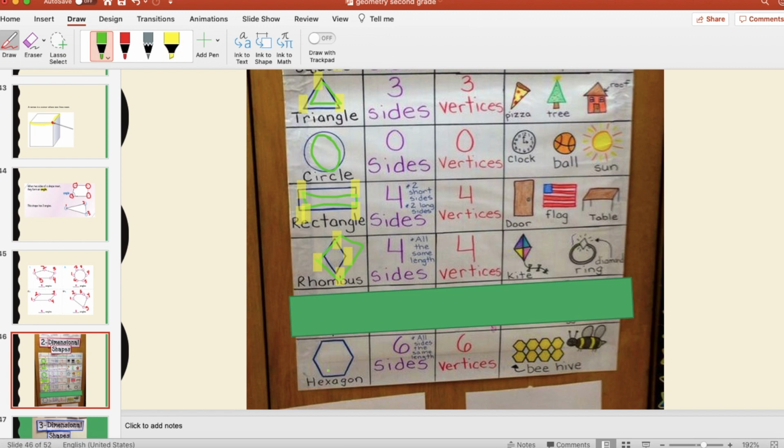Okay, the last one that we're going to talk about, remember these are not all of the shapes, these are just some, is a hexagon. A hexagon has 6 sides, and all the sides are the same length. So we have 1, 2, 3, 4, 5, and 6. It also has 6 vertices, 6 corners: 1, 2, 3, 4, 5, and 6. And a beehive or a honeycomb looks like a hexagon.